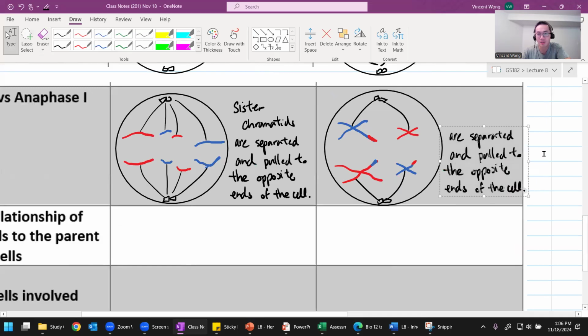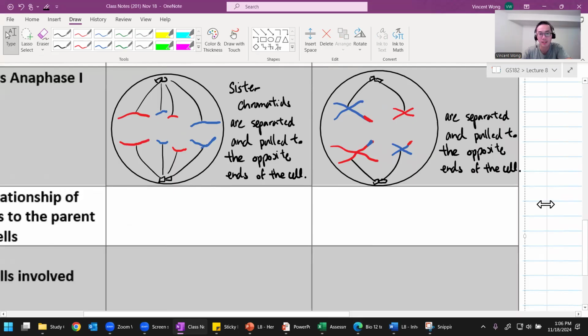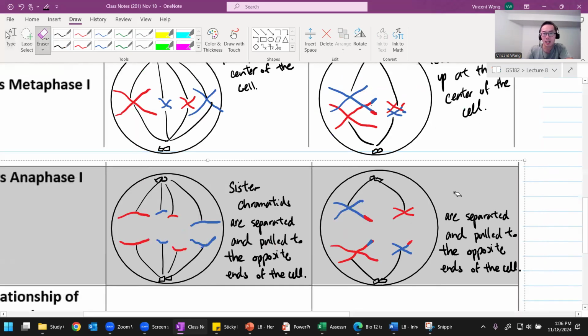Okay, so here's something I separated and pulled to the opposite ends of the cell. What's the word here? What should I write in the blank? In mitosis, the sister chromatids, and over here, okay, guess Elvis. Okay, Elvis got all the answers, which is good. These are homologous chromosomes. Okay, the rest of you okay? Do you understand the terms?